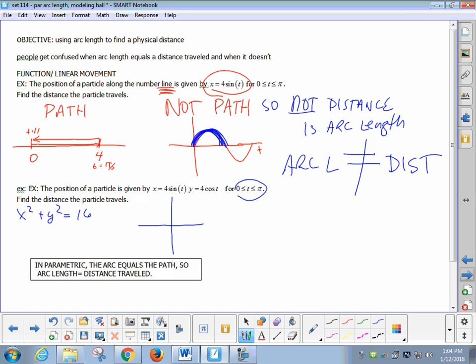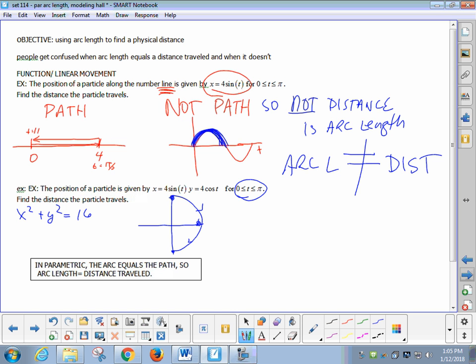Is it the whole circle? Not quite. So think about it for a second. Where does it start? Where does it end? Where does it start? 0, 4. Starts here. At pi over 2, where is it? 4, 0. And at pi, where is it? 0, negative 4. So it's going this way and stopping.